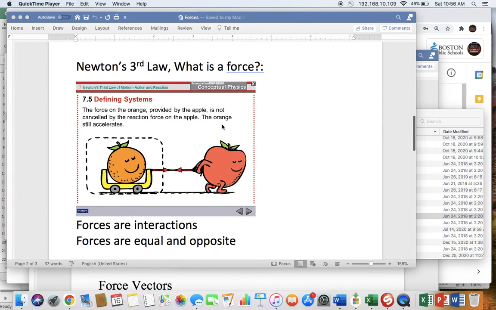Okay, so it's helpful to think of what forces actually are. We tend to think in elementary school or middle school of forces as pushes and pulls, but a more evolved understanding of forces is simply that they are interactions. So for instance, if I push on a wall, the wall pushes back on me. And this is Newton's third law. And that law continues to say that these forces are equal and opposite. So for instance, if an apple pulls on an orange, the orange pulls back on the apple with an equal and opposite force.